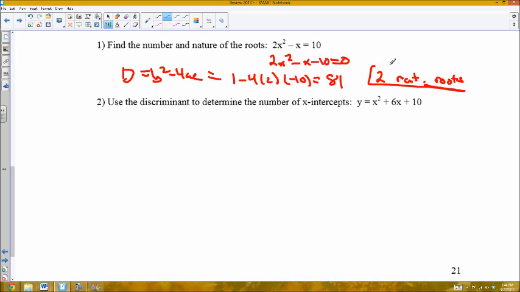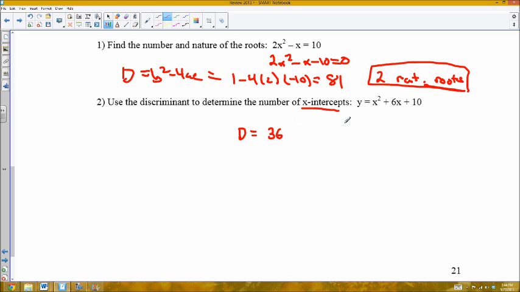So the number is 2, and the nature is whether or not it's rational or irrational. Now you could also use this exact same value to determine the x-intercepts of this equation. Since it's already in standard form here, I know my a, b, and c values, so I'm going to calculate my discriminant, which again is b squared minus 4ac.